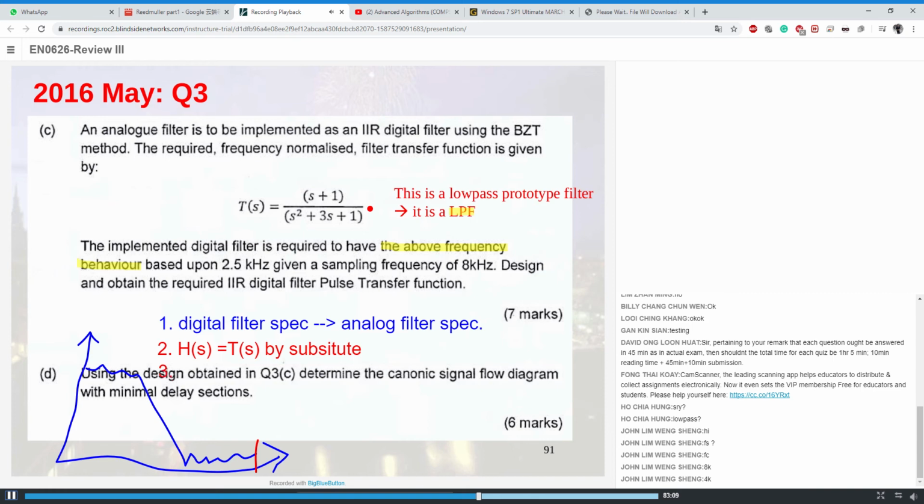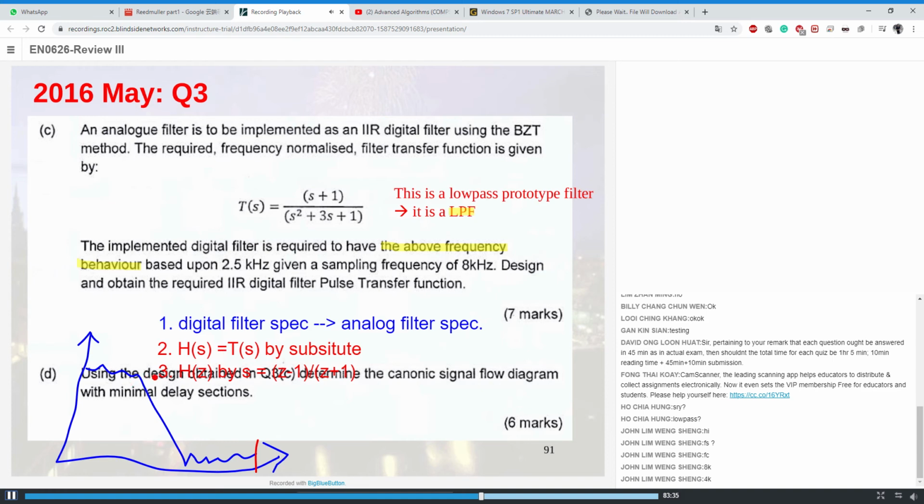And the last step is the bilinear step, by using s equals to z minus 1 over z plus 1. So you have these 3 steps there, then you can obtain your digital transfer function.